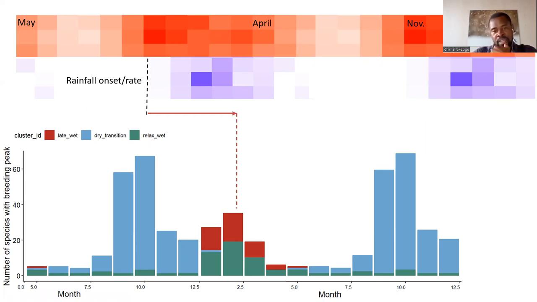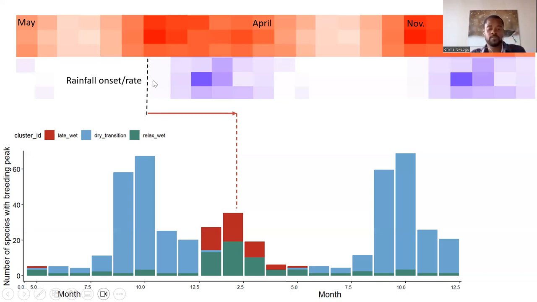And some of the preliminary things that we are thinking about for now is that for this cluster, the red cluster here that breeds at the end of the wet season or way into the wet season, it is likely that they depend on the timing of the onset of the wet season, or how rapidly the rain starts, or the total amount of rainfall at the beginning of the wet season.